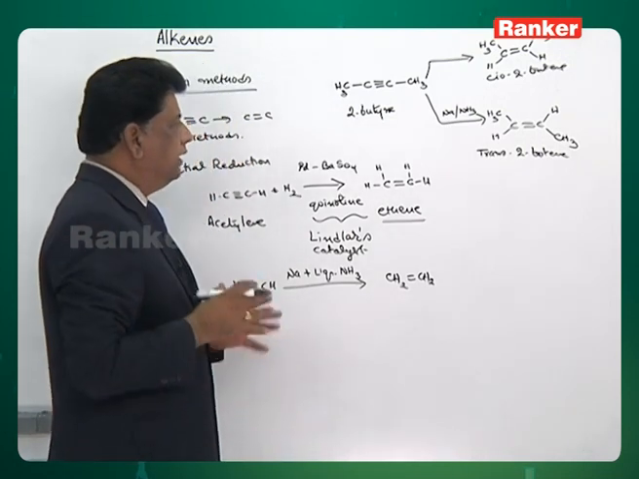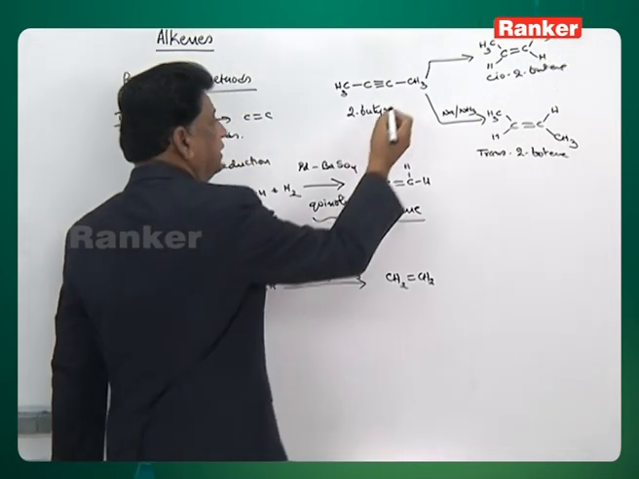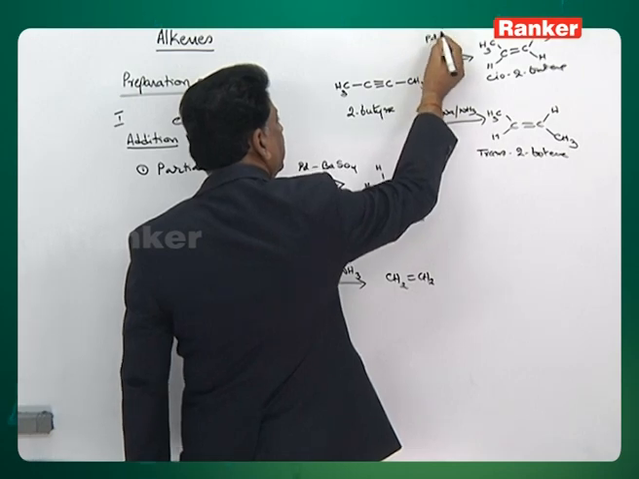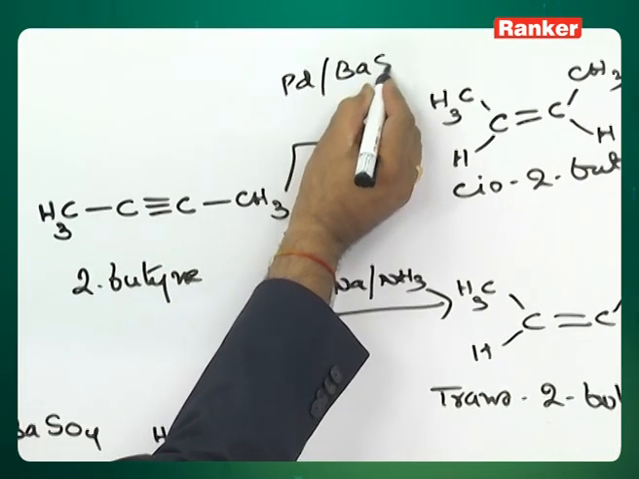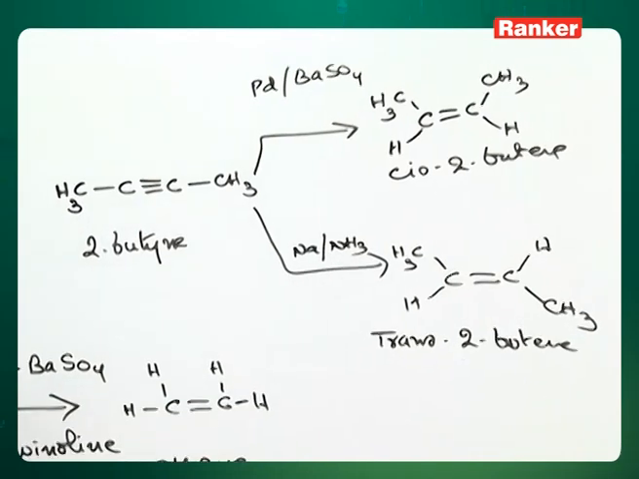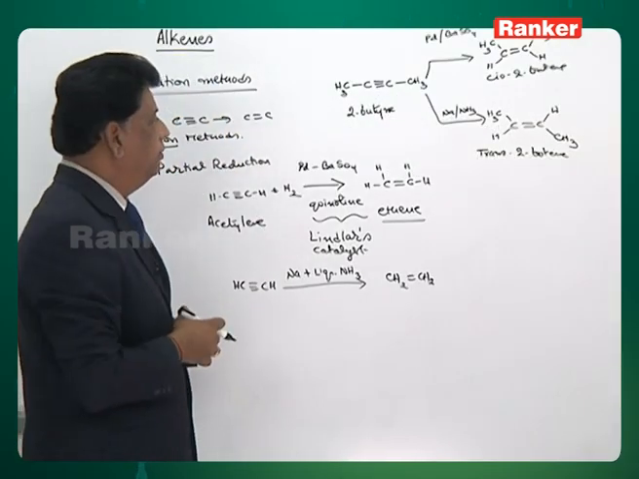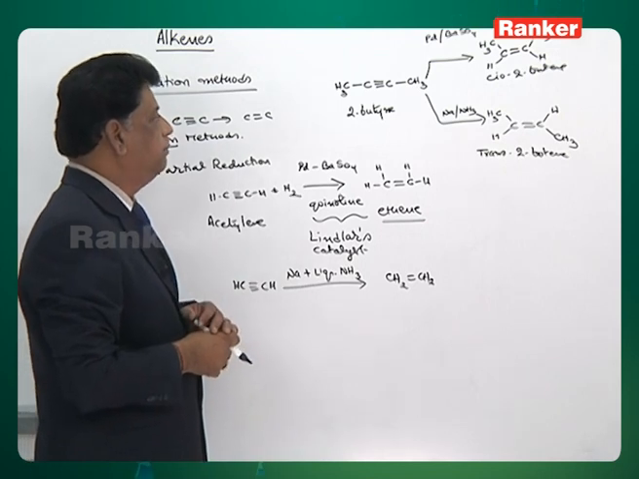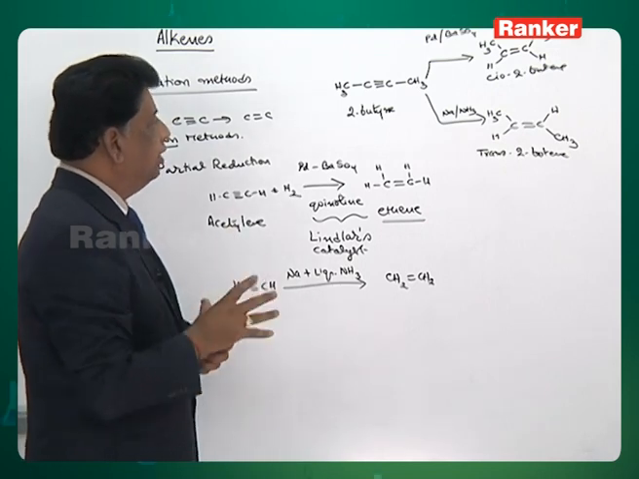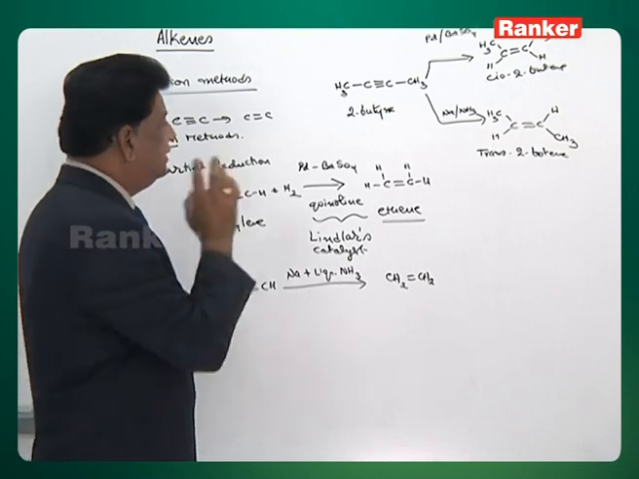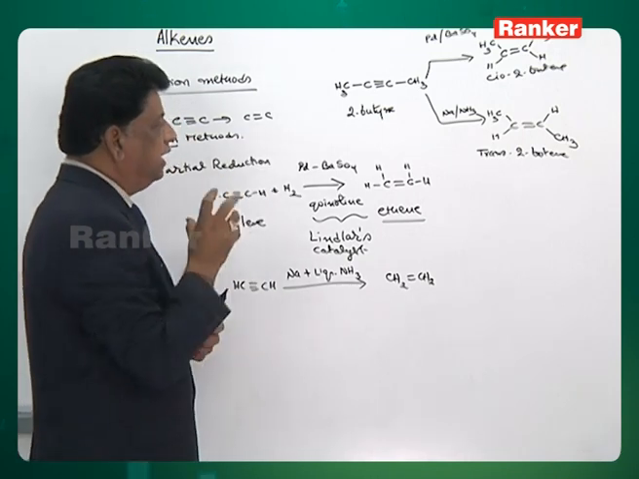But the reaction has another specification. What is that? Stereochemically we are able to control it. The stereochemistry is also controlled. How is it explained? Let us see a small mechanism, or the reason for getting cis and trans.